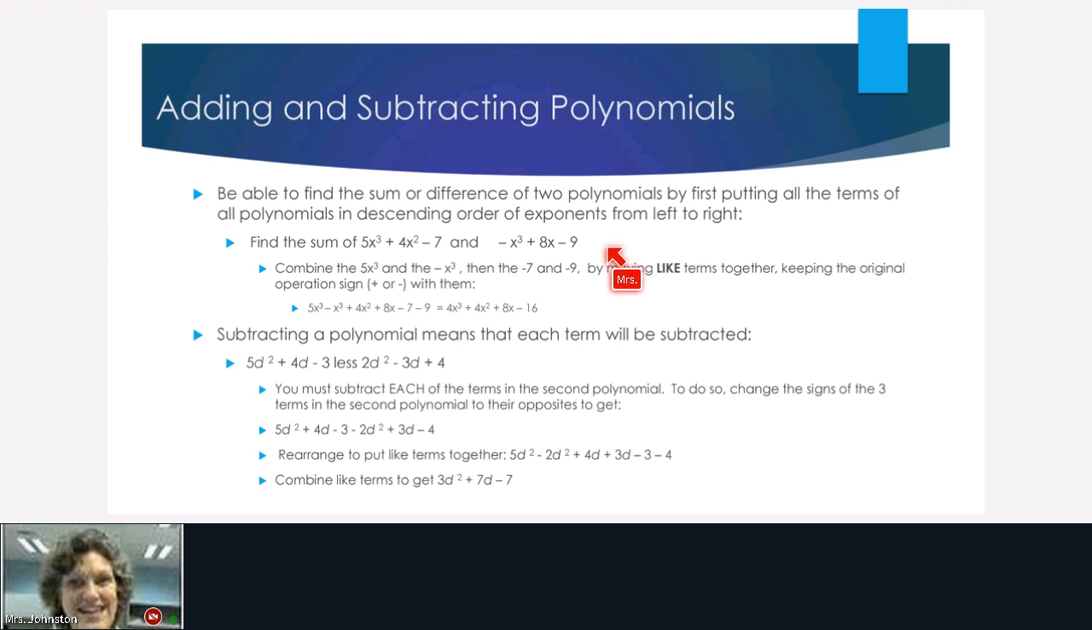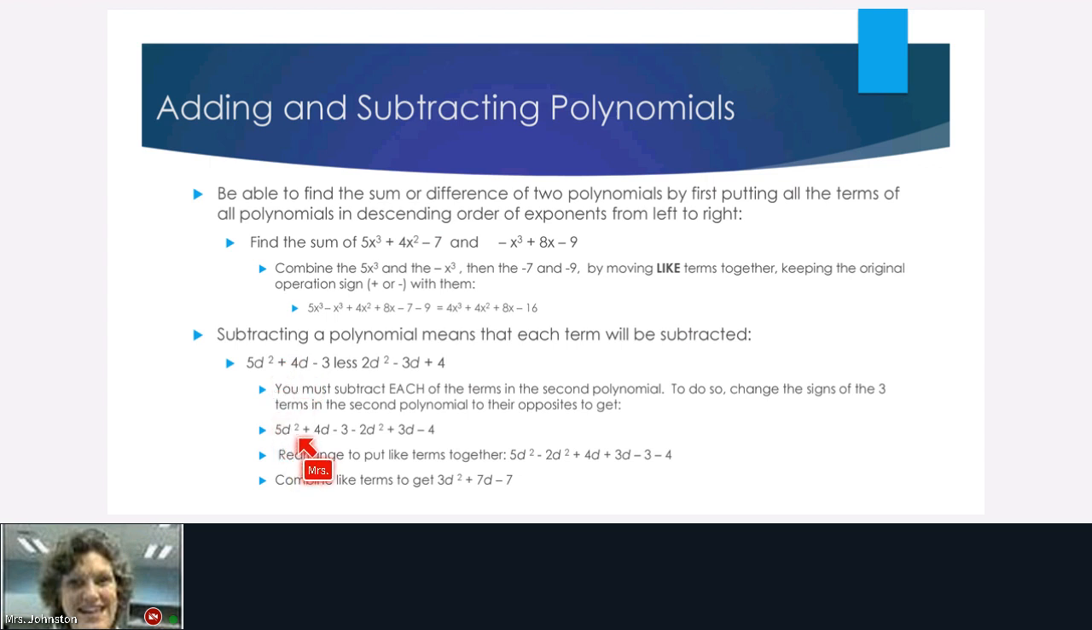Now, of course, subtraction is not that easy. You might see a problem like this: 5d squared plus 4d minus 3 less 2d squared minus 3d plus 4. Like all problems with subtraction, order is important. When you're subtracting the second polynomial, that means you have to subtract each of these terms individually. There are a couple of different ways to write this, but I've chosen to change the signs of each of these numbers as I add it to the first one.